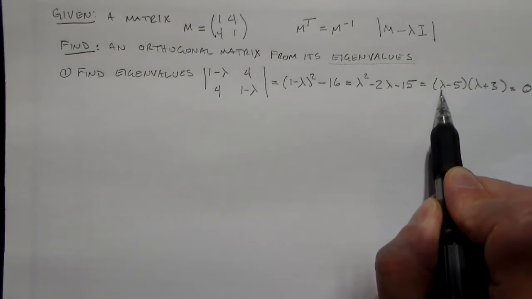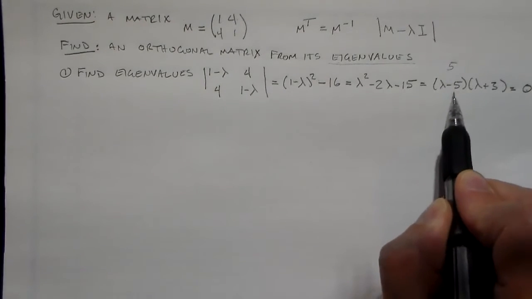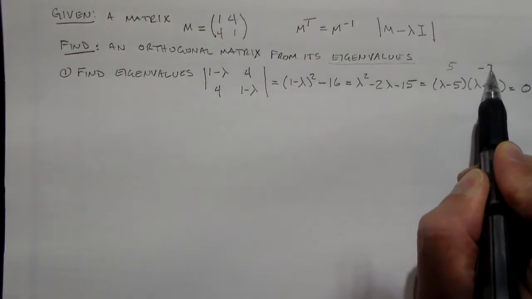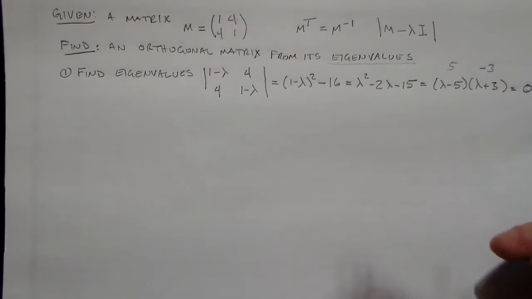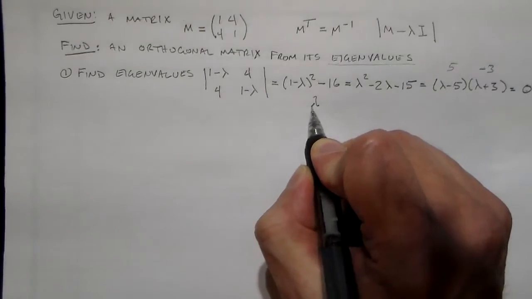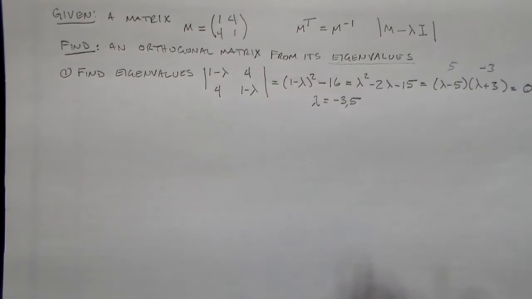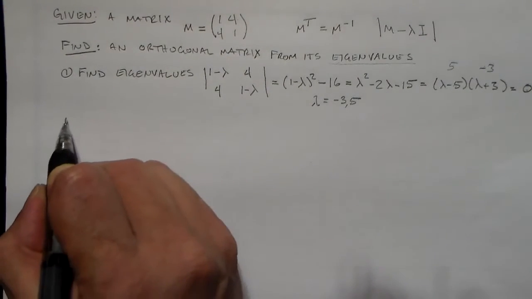So that's going to give us our eigenvalues, and our eigenvalues are what makes this equal to 0. If lambda is equal to 5, then this is 0 times whatever that is, that's 0. If lambda is equal to minus 3, this is 0 times whatever that is, that's 0. So those are my eigenvalues. Lambda equals minus 3 and 5. So from those, we want to find the eigenvectors.